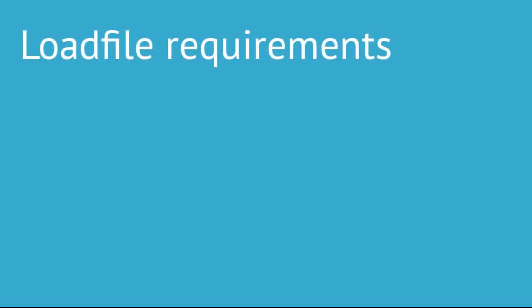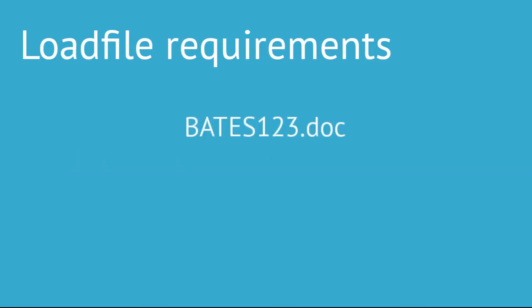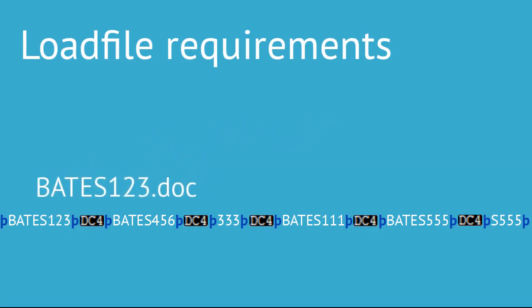Let's start with load file requirements. First, each document in your dataset must be represented by one line in the load file. The name of any text or image file in your set needs to be identical to the name of its entry in the load file, including any zeros or separator characters in the name.